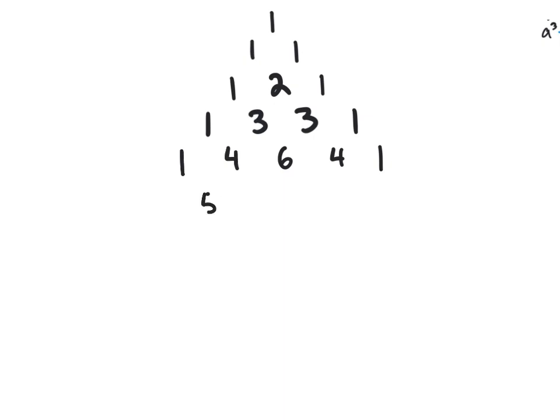Quickly, 1 plus 4 is 5. 4 plus 6 is 10. 6 plus 4 is 10. 4 plus 1 is 5. Put ones on the outside again. Ladies and gentlemen, this right here is what we call Pascal's triangle. I know you're thinking, okay, I know how to make it. Just simply add them together, and you'll get the answer there.